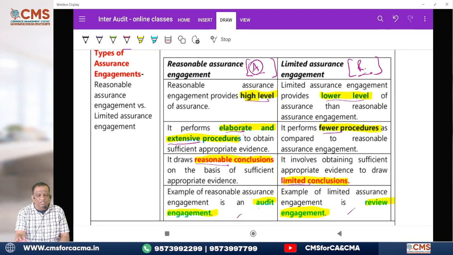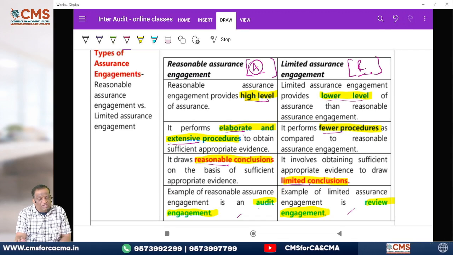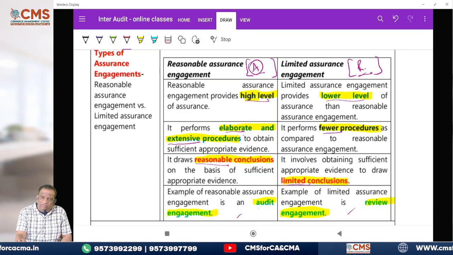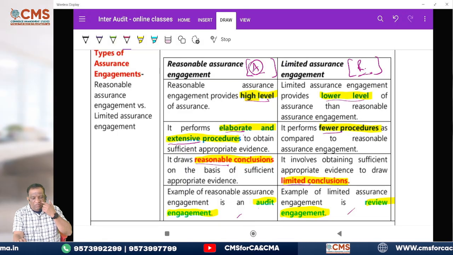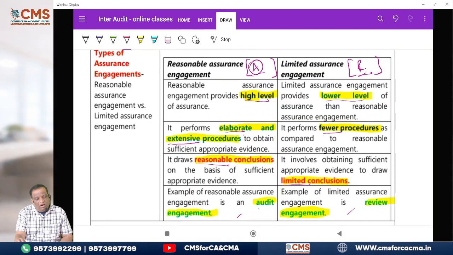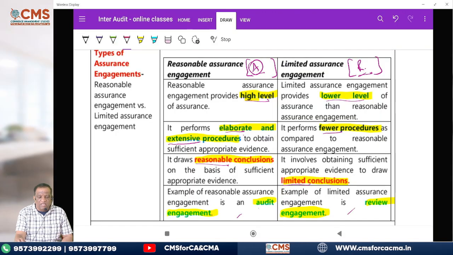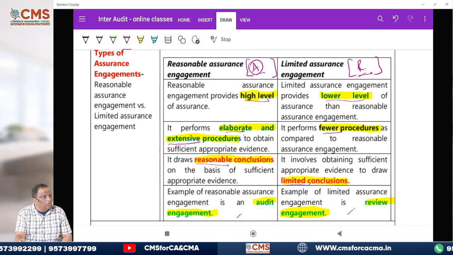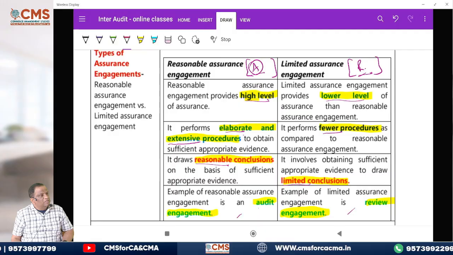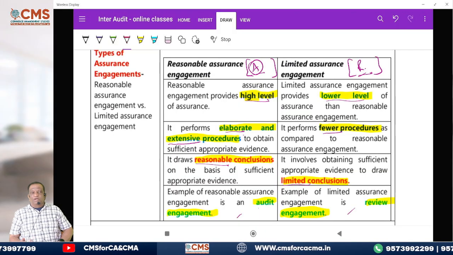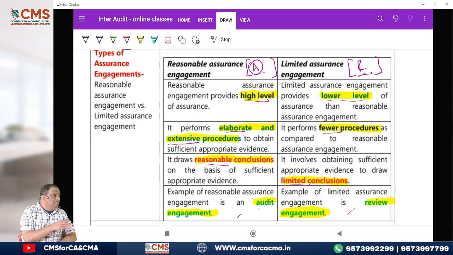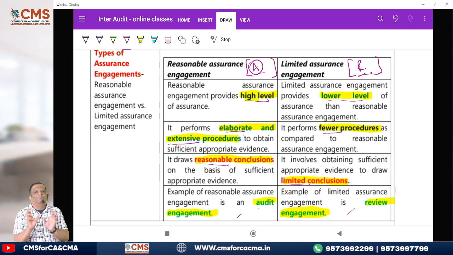Now reasonable assurance and limited assurance. You tell me, who would be giving reasonable and who would be giving limited? Auditor will give the reasonable assurance, and the reviewer will give limited assurance. Which one is high level, which one is low level? Reasonable assurance is at a high level and limited assurance is at a lower level. Who is performing elaborate procedures and who is performing fewer procedures? The auditor is performing elaborate procedures when compared to the reviewer. So it is a comparable manner.